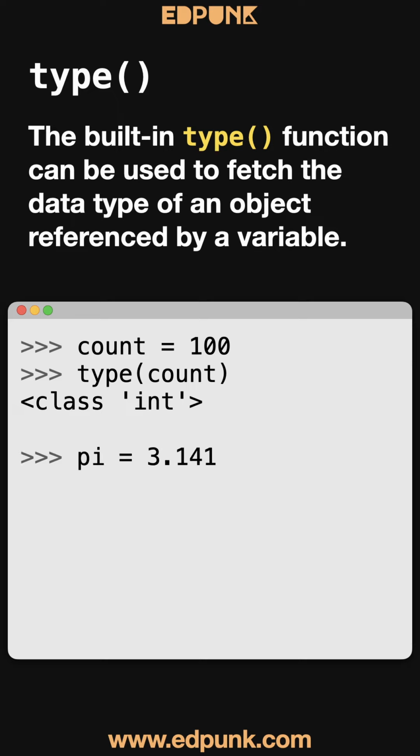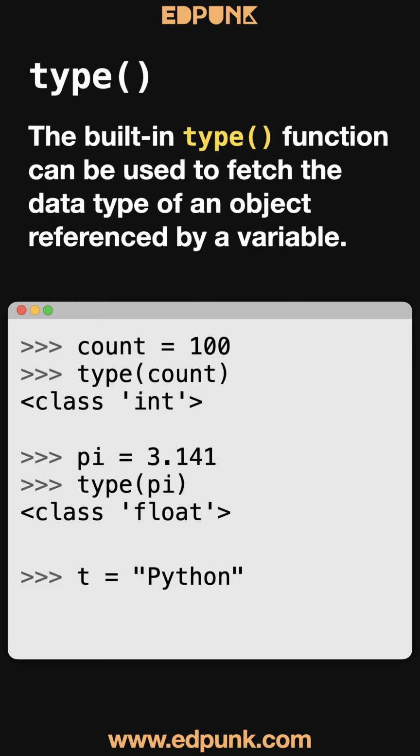In this case, it is an int as 100 is an integer. Next, we assign 3.141 to a variable named pi as it represents the mathematical constant pi. On calling the type function, the data type of the object returned is float as it is a floating point number. Similarly, on calling the type function on the variable t to which the text Python is assigned, the corresponding data type is output, which is str, which represents string.